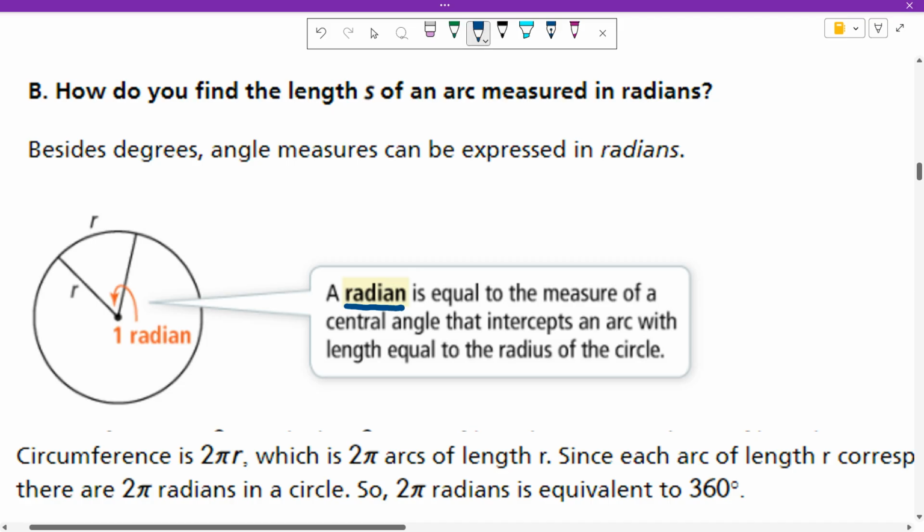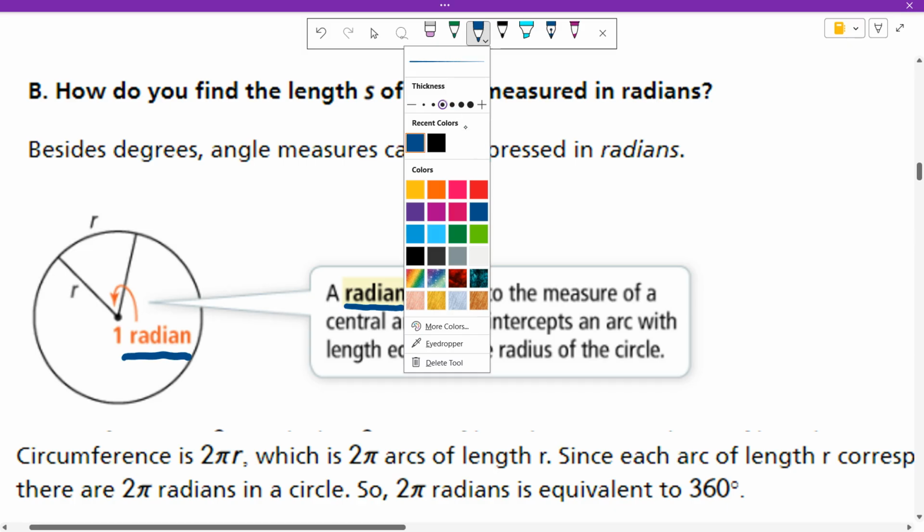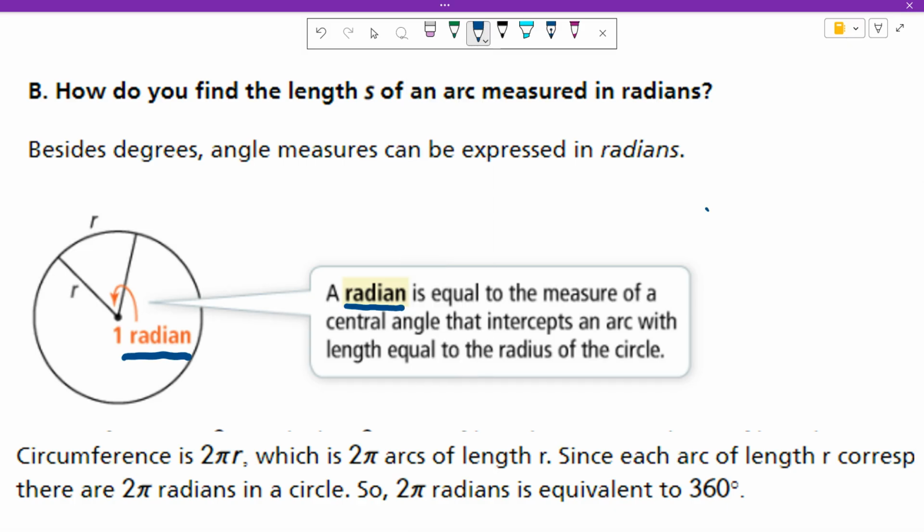All right. In trig class, a radian is a huge concept. It's a very important concept when we get to trig class. So, a radian is equal to the length of the radius. If you want to figure out how many radians there are in the outside of a circle, there's one radian there.